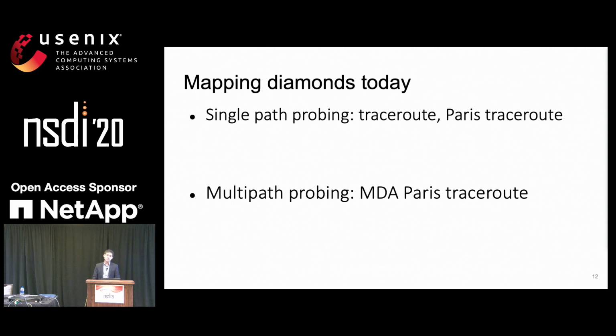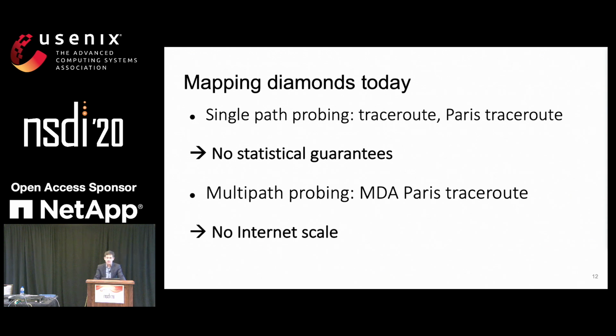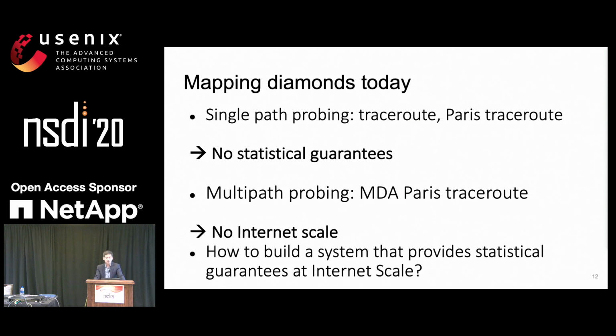So as we've seen, both of the current techniques are not able to capture the diamonds at internet scale with statistical guarantees, because single pass probing technique offers no statistical guarantees on the discovery, and current multipath probing technique resolves the nodes TTL per TTL, preventing its usage at internet scale. So as a result, systems that perform continuous surveys of internet topology mapping have turned off this multipath capacity. So the consequence of this is that we are working with incomplete internet maps. So the question is how to build a system that provides statistical guarantees at internet scale.